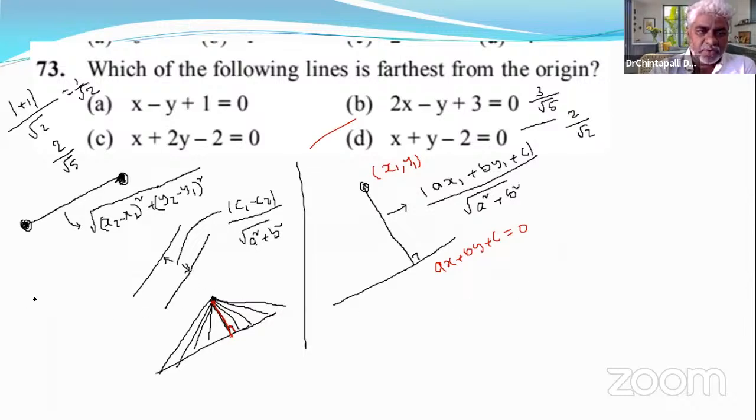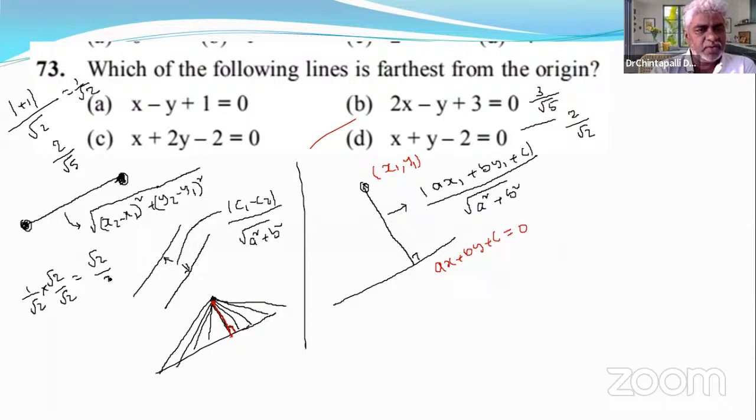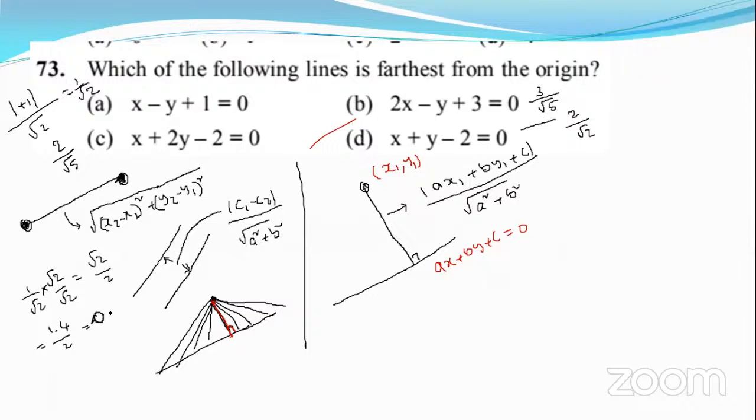If we take 1 by root 2 and multiply numerator and denominator by root 2, we get root 2 by 2. We know the value of root 2 is approximately 1.4, so the first value is 0.7.